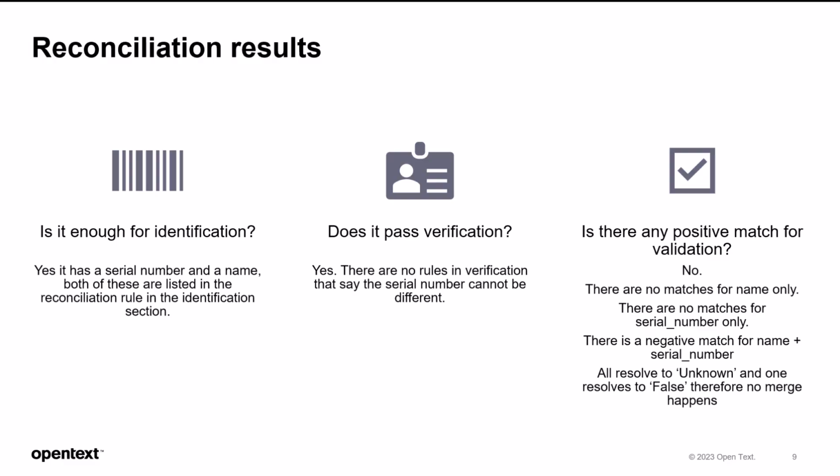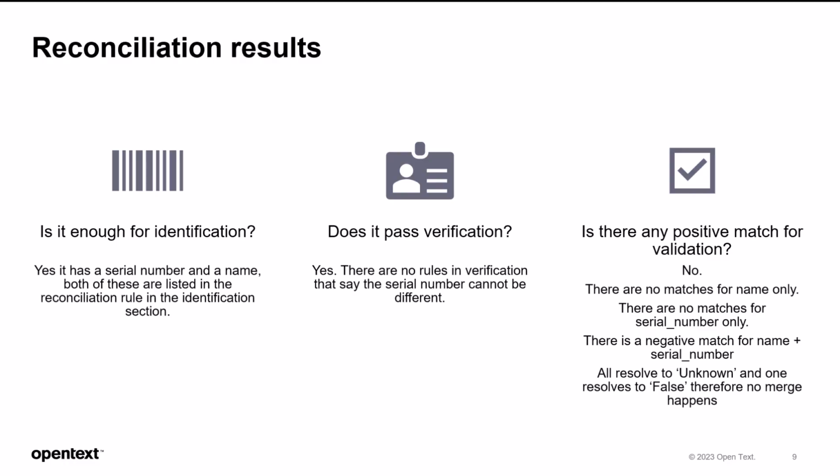Are there any positive matches in validation? No. For all of the different rules, if we insert what we know about those 2 CIs, there are no matches for the name only. There are no matches for the serial number only. There is a negative match, a false value for name and serial number. So everything results with unknown and 1 results in false, and therefore no merge is going to happen.